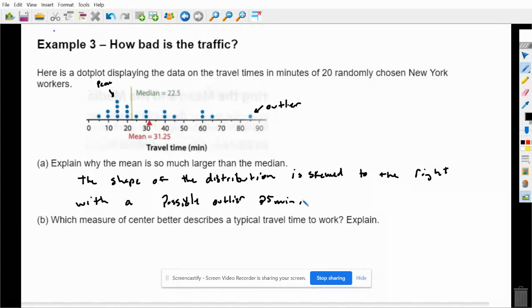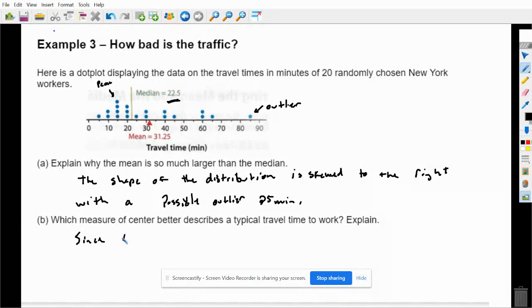So again, because it's skewed right, we would prefer to use which one? We would prefer to use the median because it's strongly skewed to the right and it has an outlier of 85 minutes. So which measure of center is better? By looking at this data, it's not symmetric, so we don't want to use the mean of 31.25. We want to use here the median.